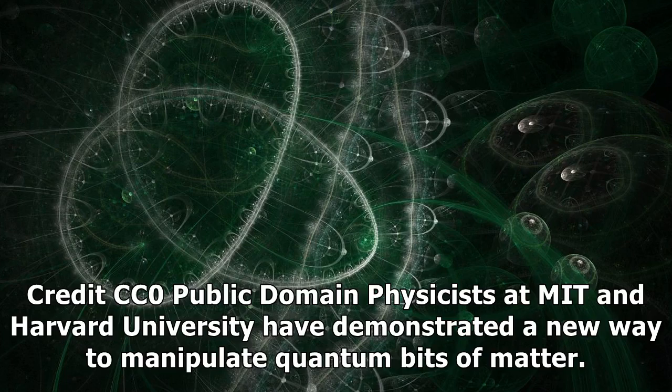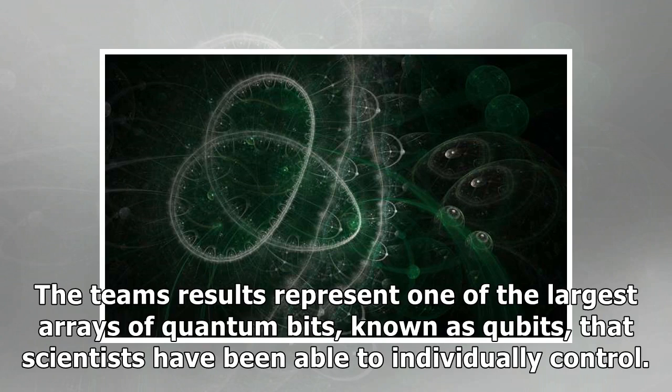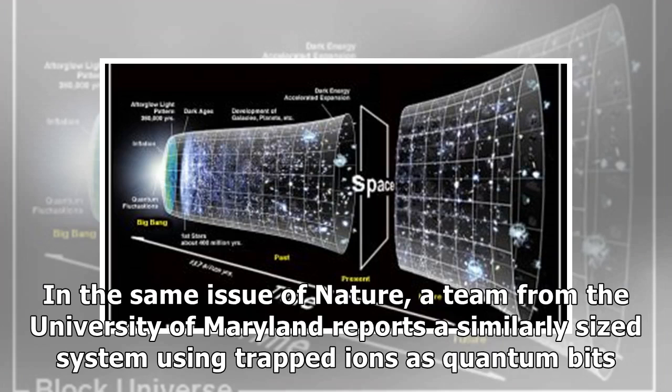Physicists at MIT and Harvard University have demonstrated a new way to manipulate quantum bits of matter. In a paper published today in the journal Nature, they report using a system of finely tuned lasers to first trap and then tweak the interactions of 51 individual atoms, or quantum bits. The team's results represent one of the largest arrays of quantum bits, known as qubits, that scientists have been able to individually control. In the same issue of Nature, a team from the University of Maryland reports a similarly sized system using trapped ions as quantum bits.